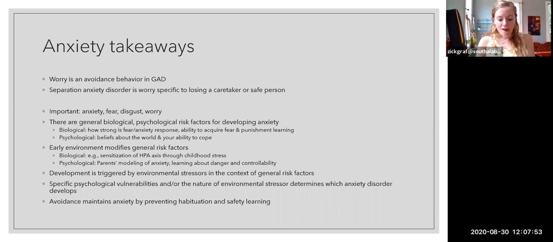So important processes to think about overall for anxiety disorders are anxiety, fear, disgust, and worry. So think about what each of those things is, how they differ from each other in terms of physiological processes and response tendencies, so the behavior that is associated with them. Also think about the differences in the extent to which they're physiologically mediated or cognitively mediated.